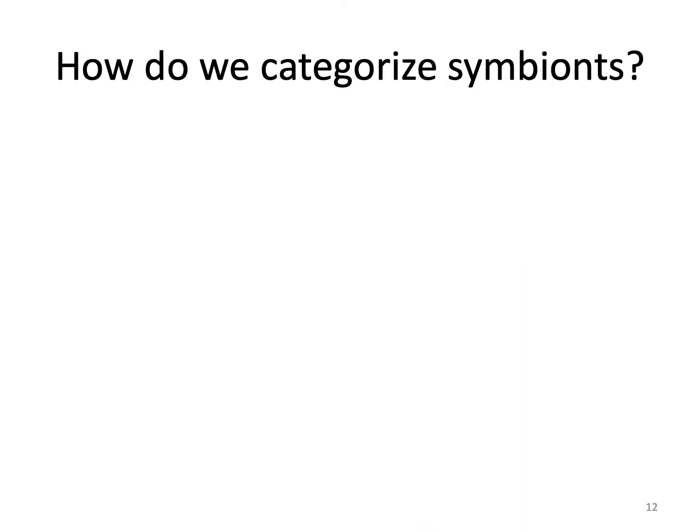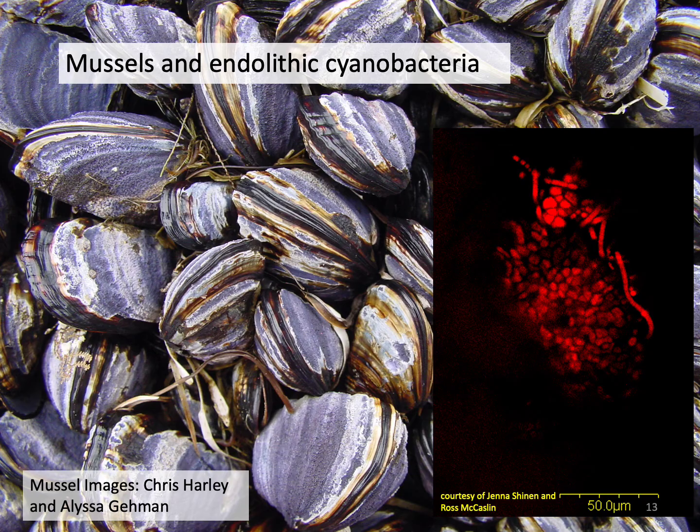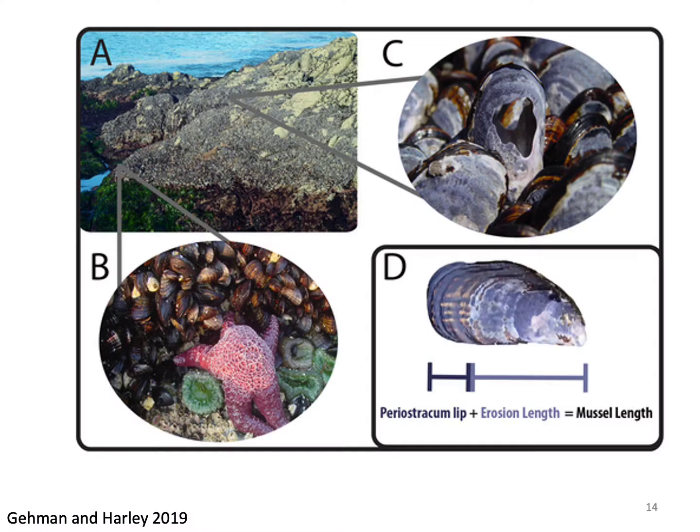So how do we categorize symbionts? I'm going to go through an example that's quite far from the human gut to give us some context for thinking about symbionts and what we call them. So I live in British Columbia near the west coast. We can go out and find mussels in the intertidal zone. Mussels are colonized by endolithic cyanobacteria in many places. And there's a complex relationship between mussels and these symbiotic cyanobacteria.